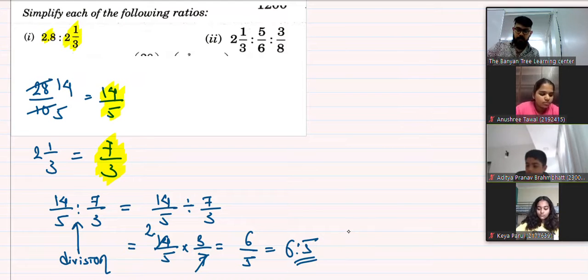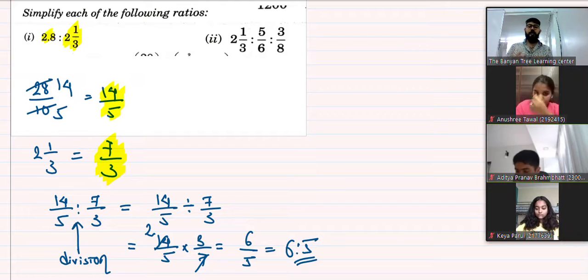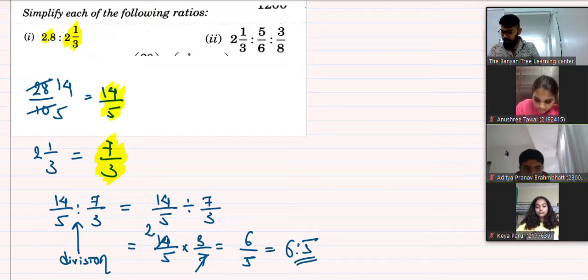6 is to 5. Please note it down properly. This can be a little confusing. When you have ratios in decimals or mixed fractions, simplifying them can be a little confusing. So note down the steps properly and understand them.